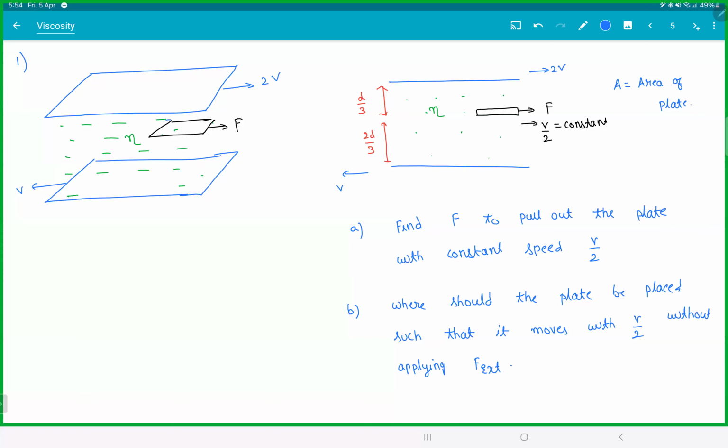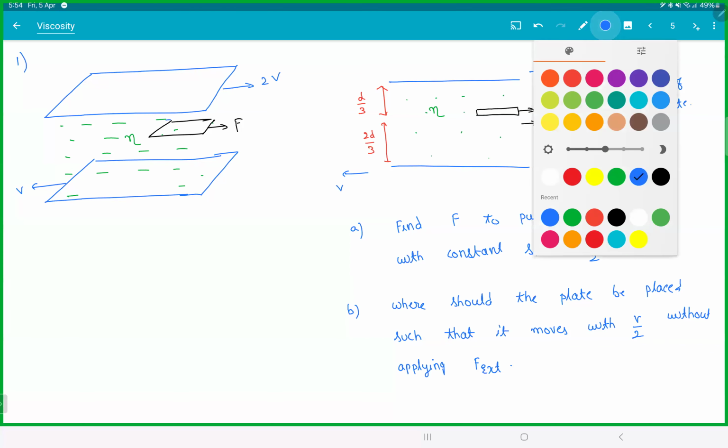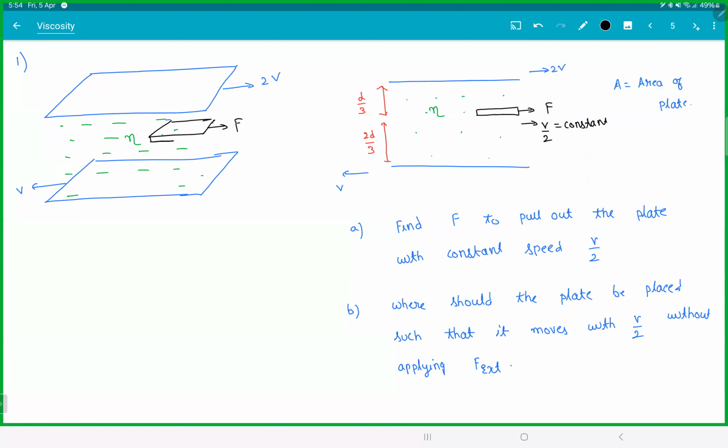So there is a plate here which is being pulled apart. 3 eta AB by 2D. Just to give an idea, how many viscous forces are there? There will be two. Hope that you figured out. For every surface, there is a viscous force. There is a friction between these two layers and there's a friction between these two layers. Assume the layer is thin. We are assuming d is small.